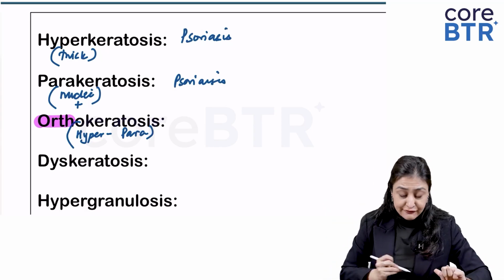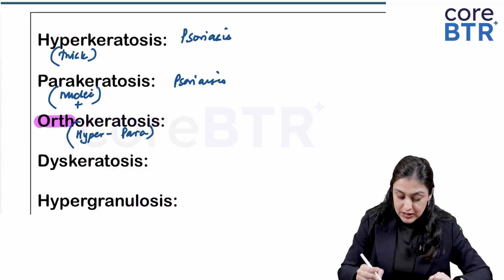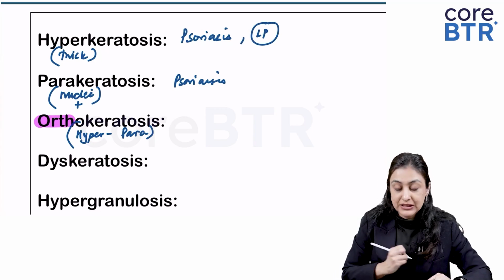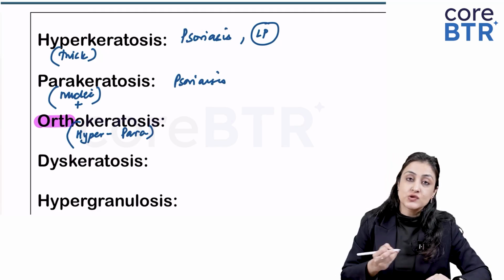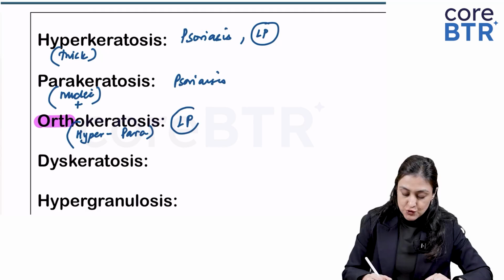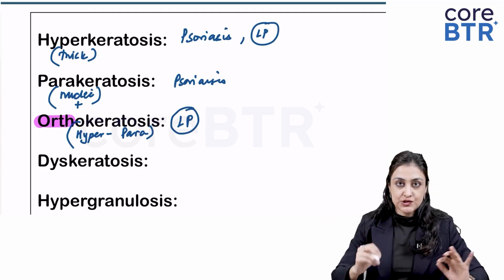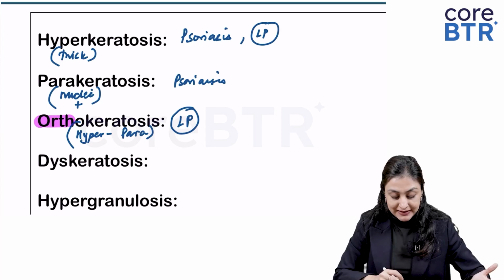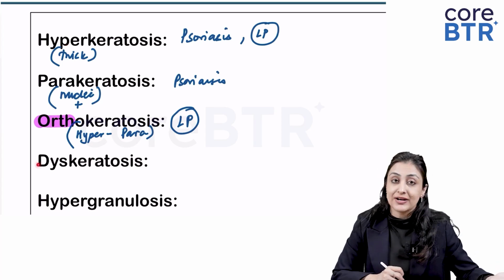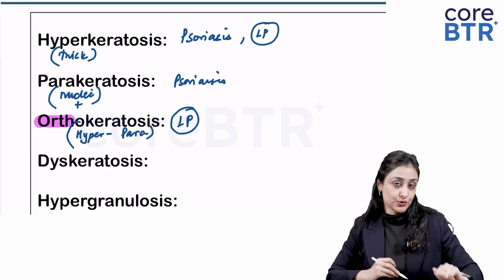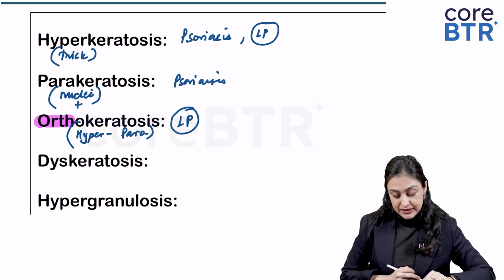Where is this seen? Definitely not psoriasis, because you're seeing both. So that brings us to lichen planus. Lichen planus only shows us hyperkeratosis. So that's orthokeratosis, right? So in lichen planus, I can either write only hyper or I can write only ortho, right? So that is lichen planus for you.